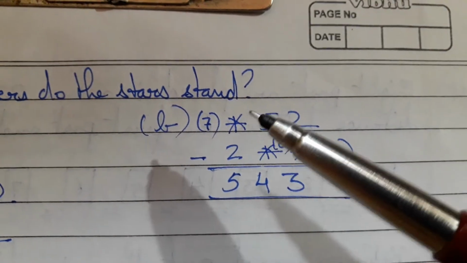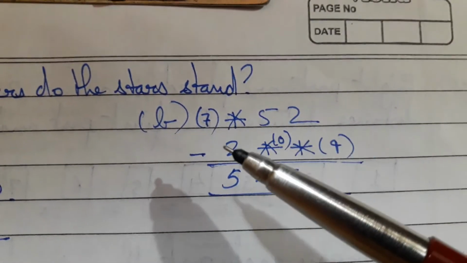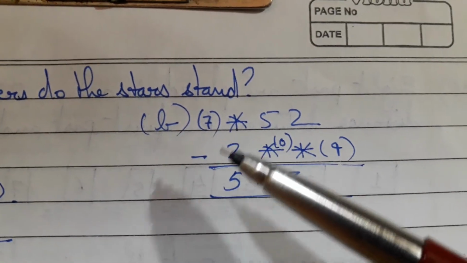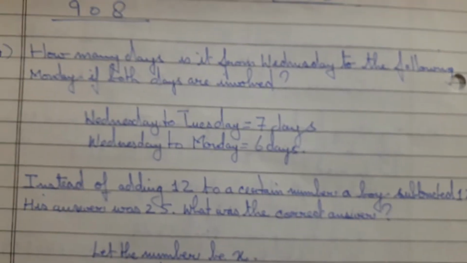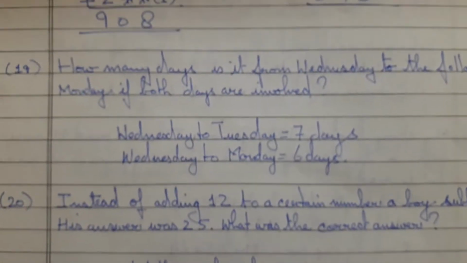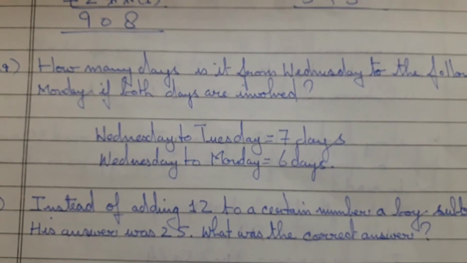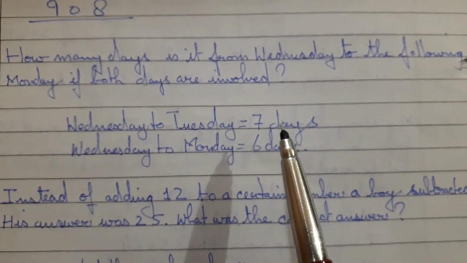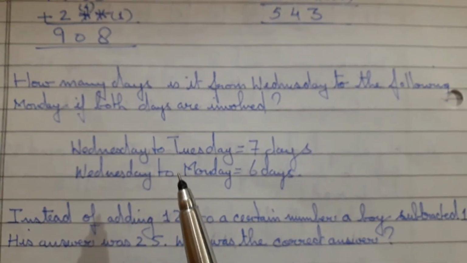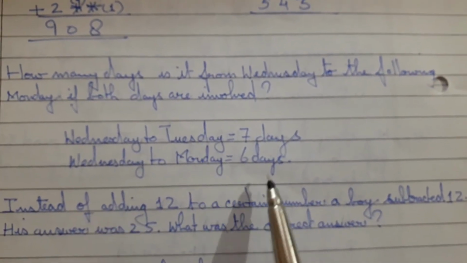And what happens over here? How do you get a 5? So you get a 7 over here. So 7 minus 2 is 5. How many days is it from Wednesday to the following Monday if both days are involved? Very easy. A week has 7 days. So Wednesday to Tuesday will be 1 week, 7 days. And Wednesday to Monday would be 6 days, right?